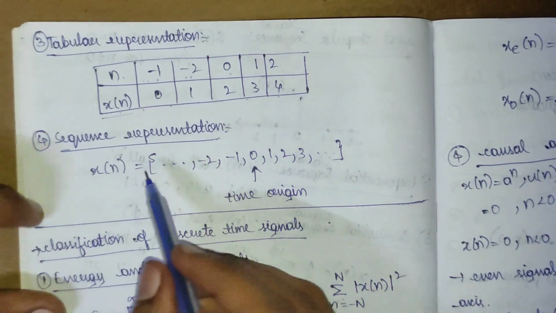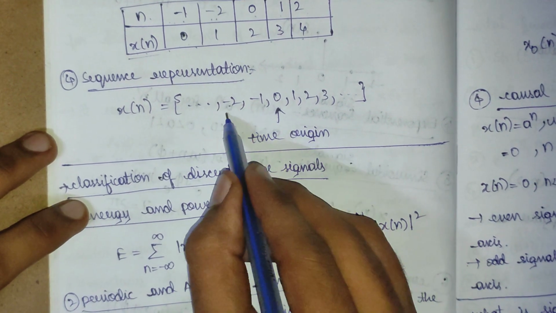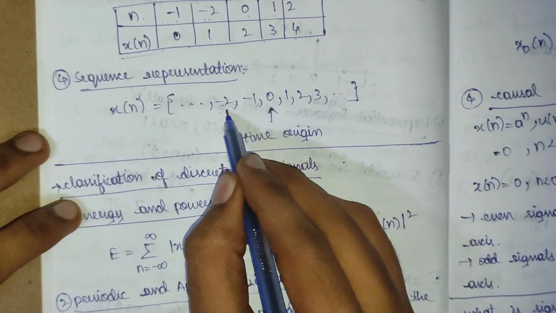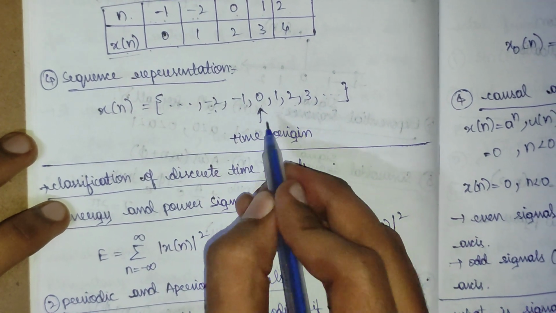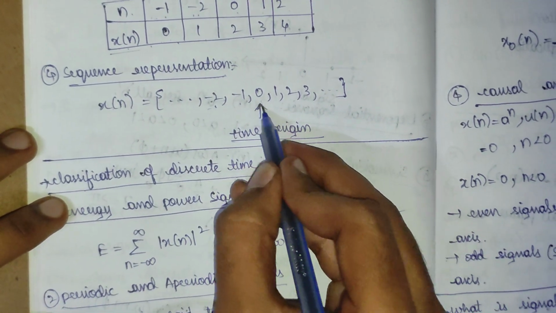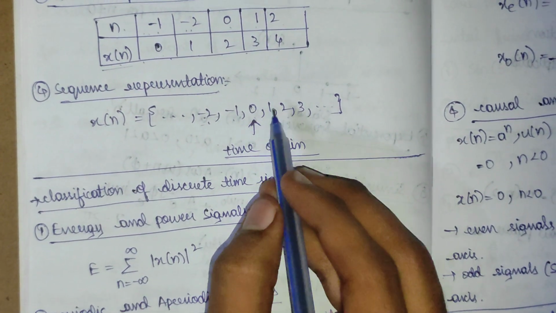And the next way of representation is sequence type of representation. Here we represent the amplitudes of the signal directly, -2, -1, 0, 1, 2, 3, and the time origin is presented by the arrow pointing towards the respective amplitude.